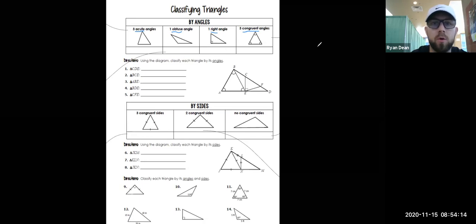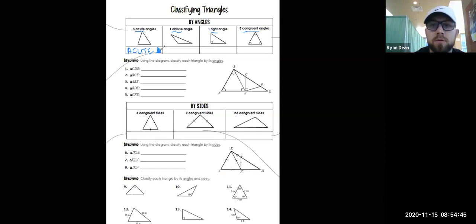Okay, so we're just going to work our way from left to right. If you have three acute angles, that's going to be an acute triangle. So that's how you would classify a triangle with three acute angles. It's just an acute triangle. Okay, real easy, real simple to remember.